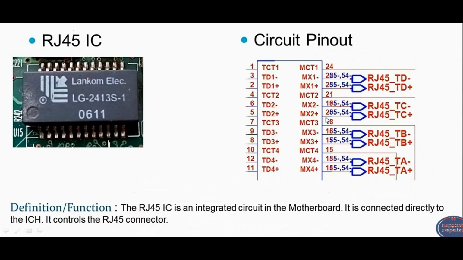So the next component is the RG45 controller IC. As you can see here, if you check any laptop or computer motherboard, you can find this type of IC. Basically, this is the RG45 controller IC. Here we have its pin configuration, or pinout, as you can see. As a definition, the RG45 IC is an integrated circuit in the motherboard. It is connected directly to the IC head. It controls the RG45 connector.